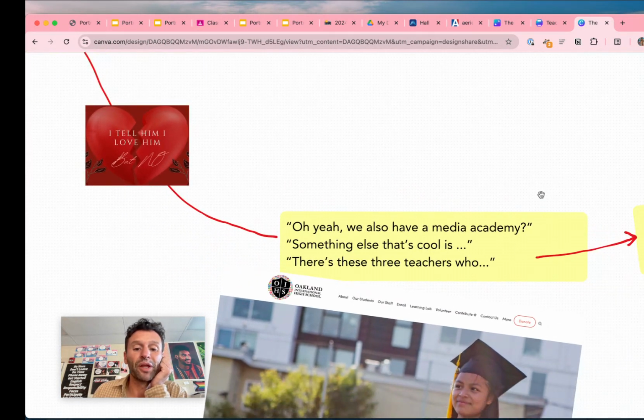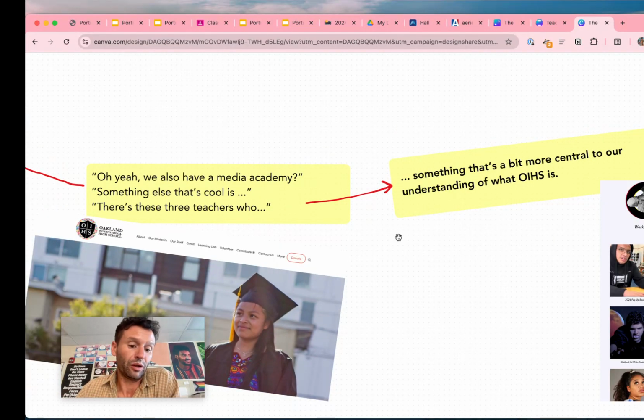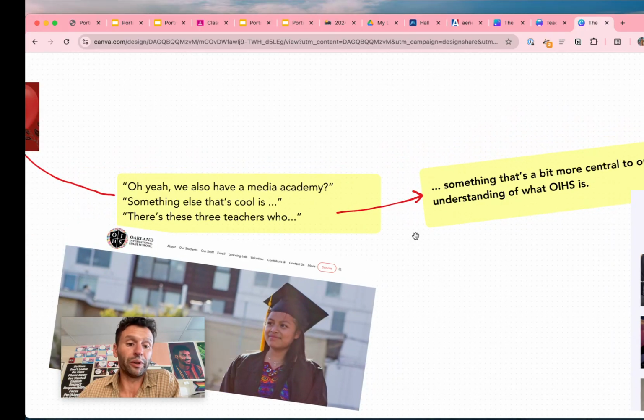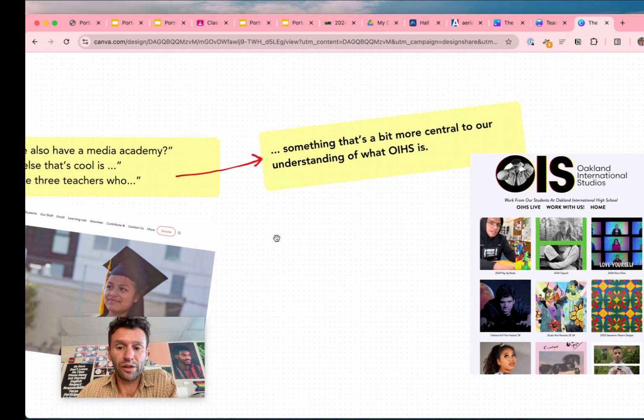Okay. And I think just in general, my dream is to move the Media Academy from "oh yeah, we also have this Media Academy, question mark," or something else that's cool about our high school, or there's these three teachers, to something that's a little bit more central to our understanding of what Oakland International High School is.